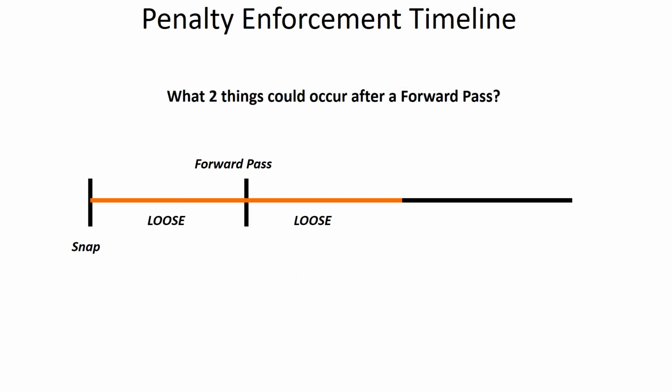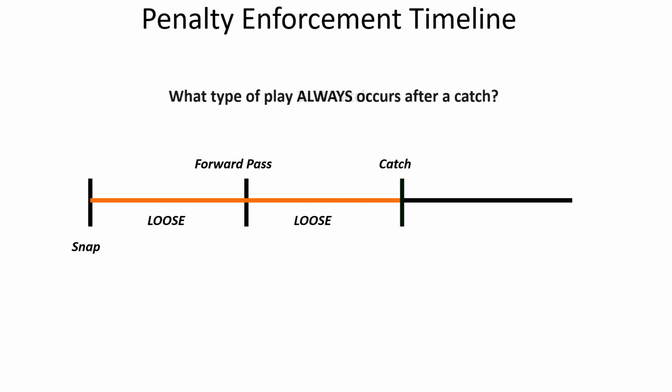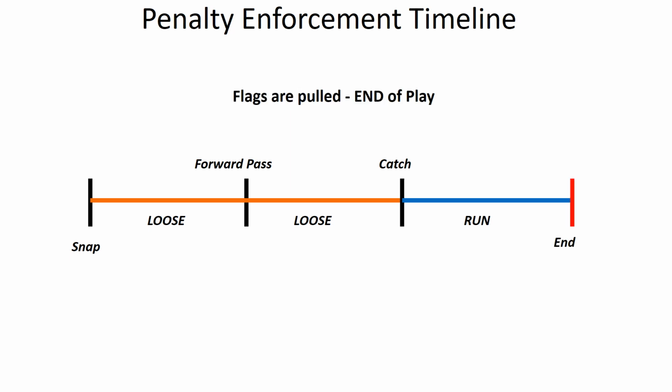So let's go back to our forward pass play. We've had a loose ball. We could have an incomplete pass that ends the down, and any foul that occurs during that down will have occurred during a loose ball play. And our basic spot is going to be the previous spot. Not the enforcement spot, just the basic spot. Or we can have a catch after that loose ball play, and then what's going to happen? There's going to be a run. So the flags are pulled and we have the end of the play.